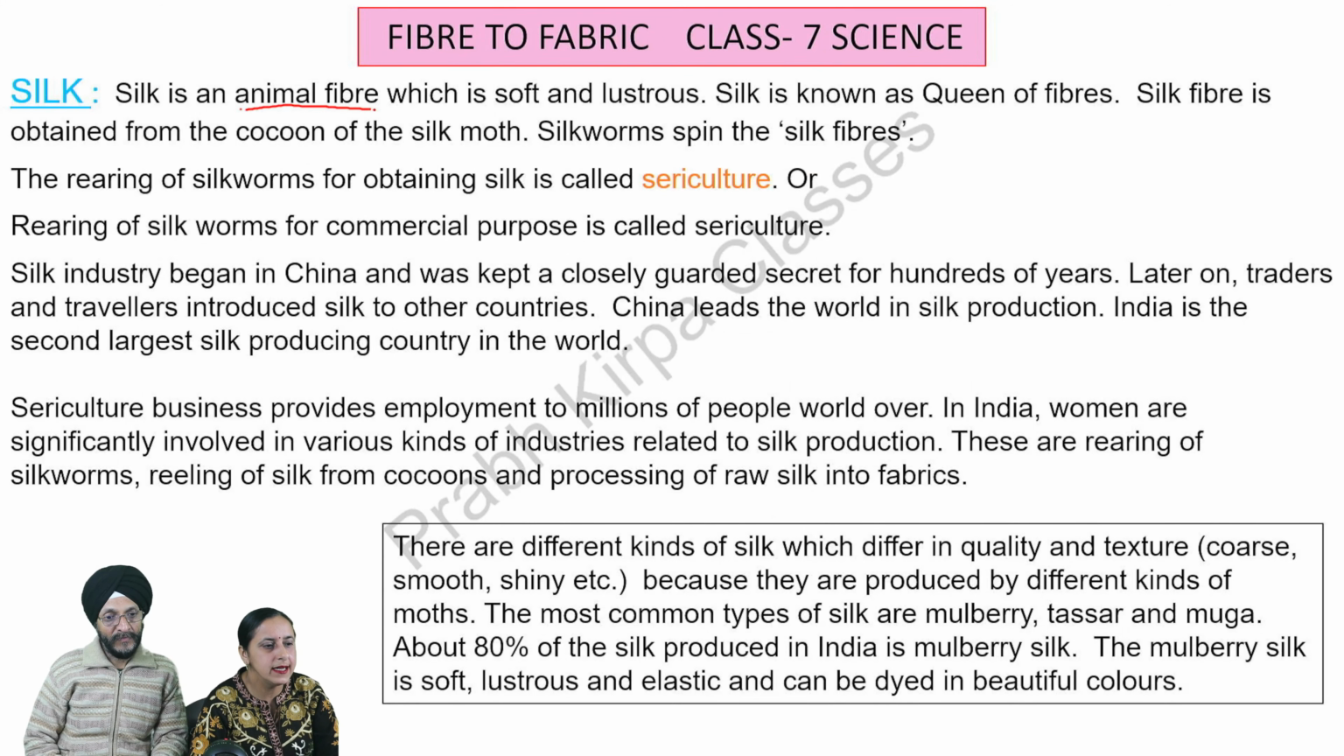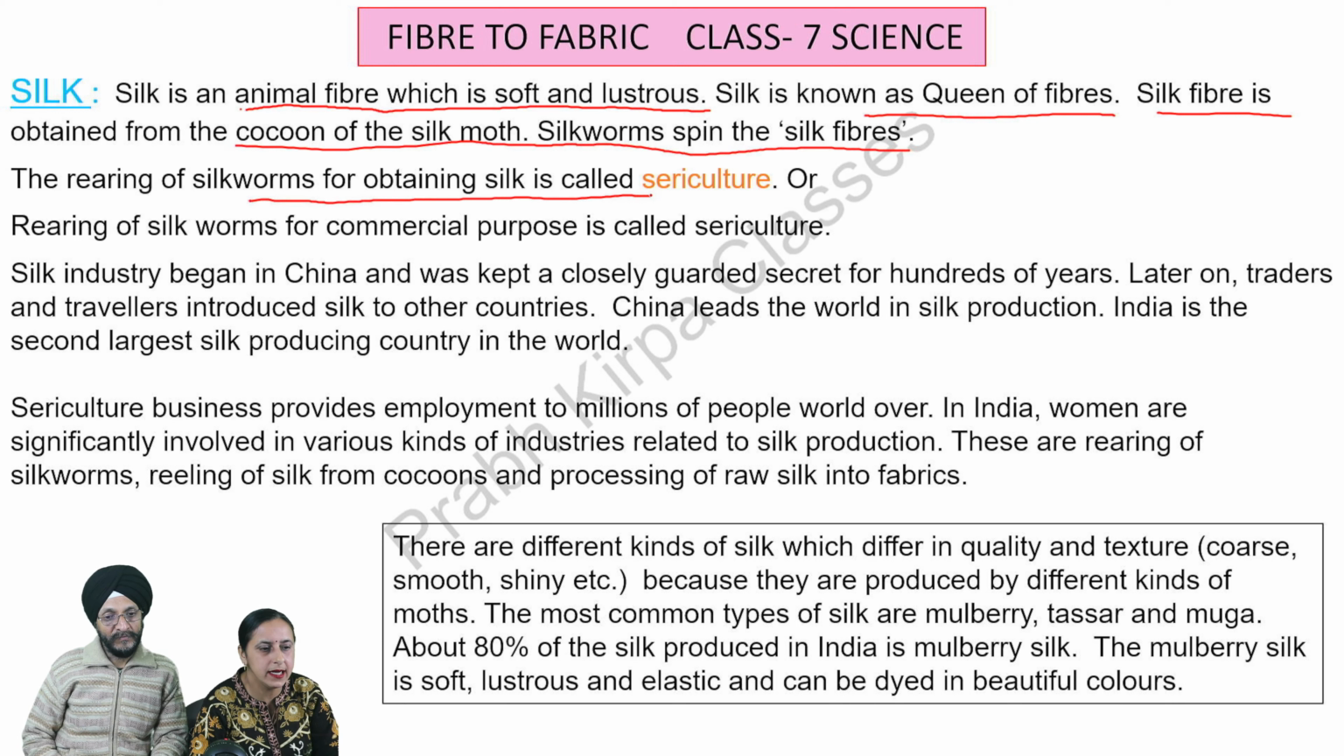Silk. Silk is an animal fiber which is soft and lustrous. Silk is known as queen of fibers. Silk fiber is obtained from the cocoon of the silk moth. Silkworms spin the silk fibers. The rearing of silkworms for commercial purpose is called sericulture.